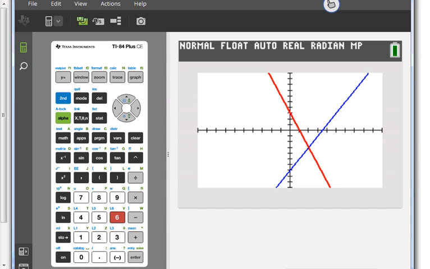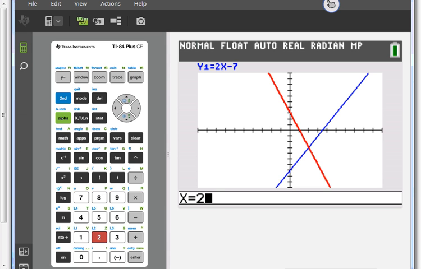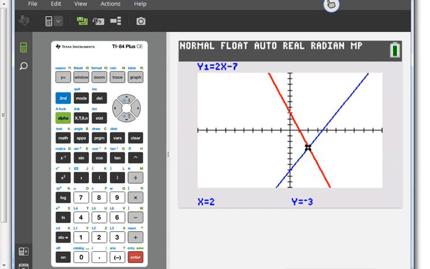Now, the point of intersection is the solution to the system. Now, this graph is pretty clear. We can clearly see that that point of intersection is at the point 2, negative 3. Now, we can double check this. First, we could use the trace function. We could tell the calculator to plug in 2 for x, and it'll spit out the y value.